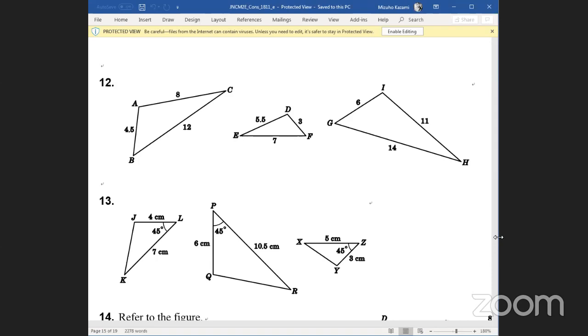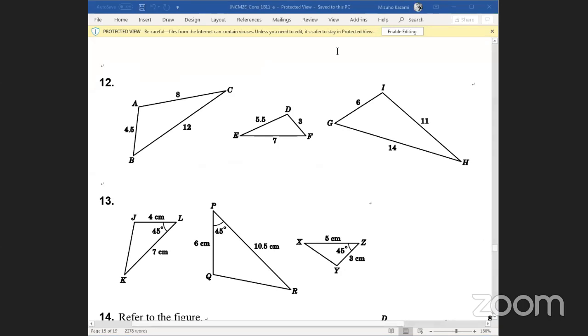Now you can first observe it. Can you find the two similar triangles? Which two? For number 12. Yes. Because if you look at the length, you should be able to find that actually one is 2 times the other.